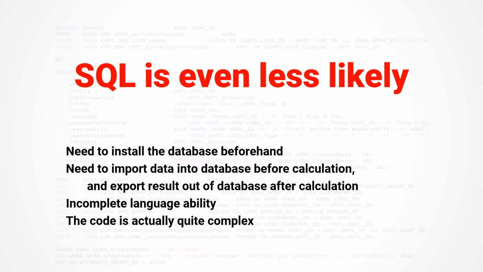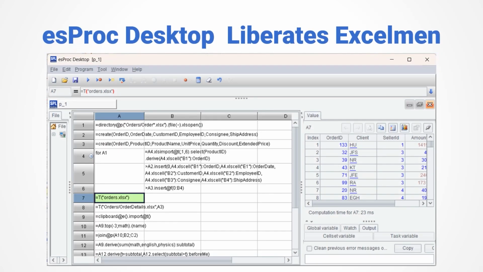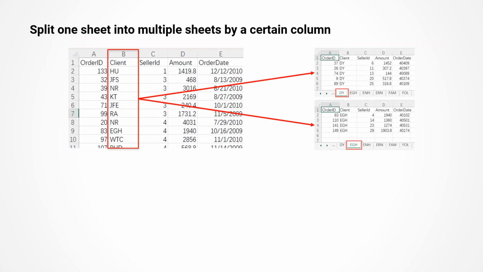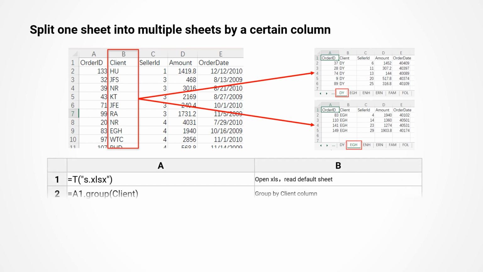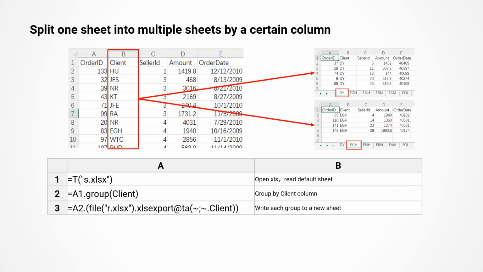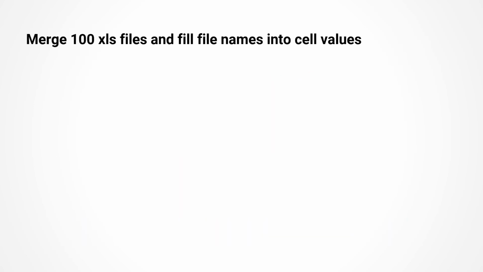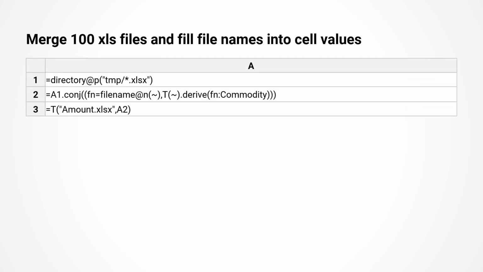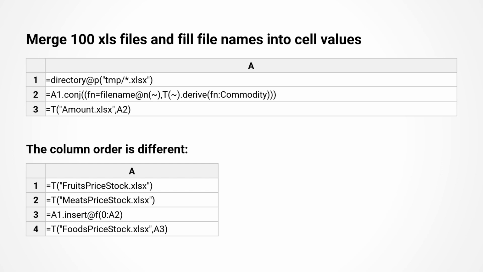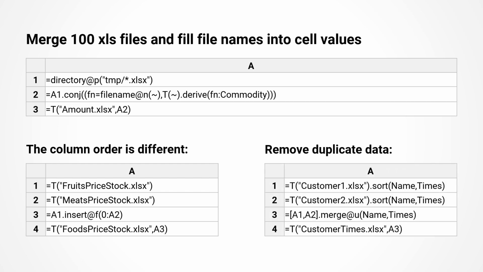What else is there? There is esProc Desktop. Its SPL may be the only programming language suitable for people in the workplace. The earlier task, splitting one sheet into multiple sheets by a certain column, SPL only requires 3 lines. Simplifying it into 1 line is also possible. The merge issue is not a problem at all. It is also only 3 lines. The different order of columns is also very simple. It's not a problem to remove duplicate data.